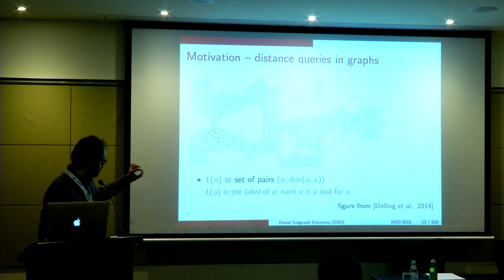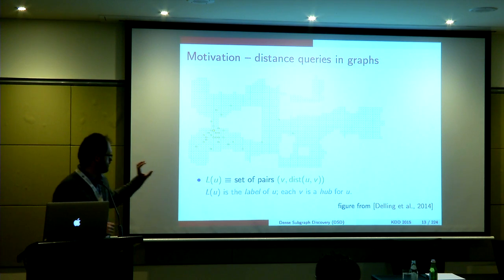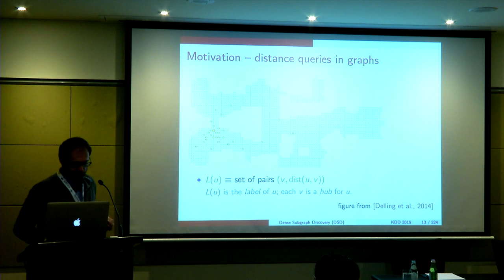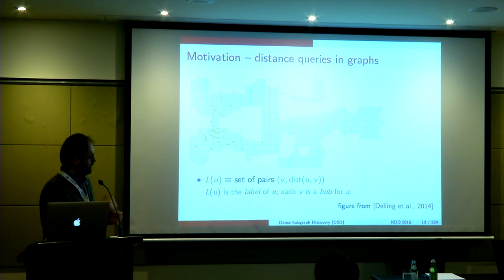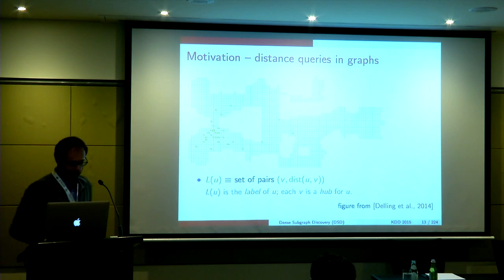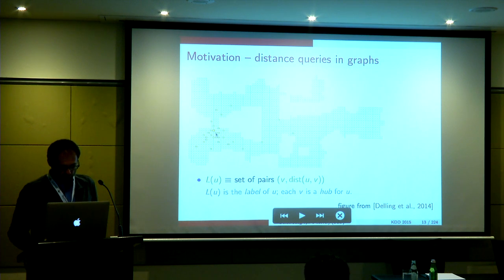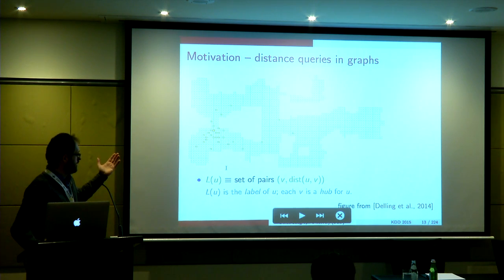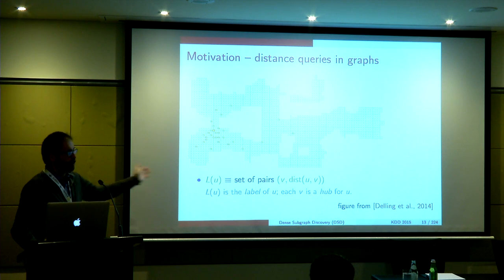And for each node in my graph U, I keep a set of these labels. So this would be other nodes and their distance to my original node. So for example, this node is on my label and has distance 2, and this has 3, and this has 4, and so on, right?